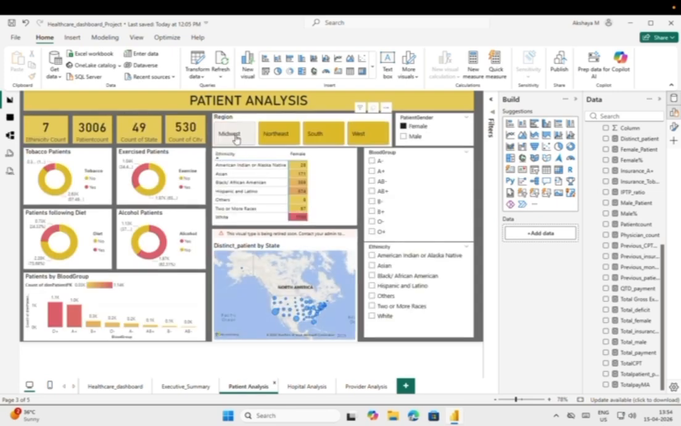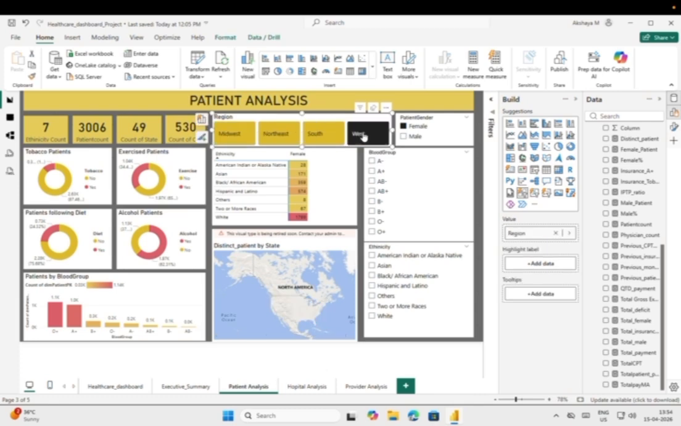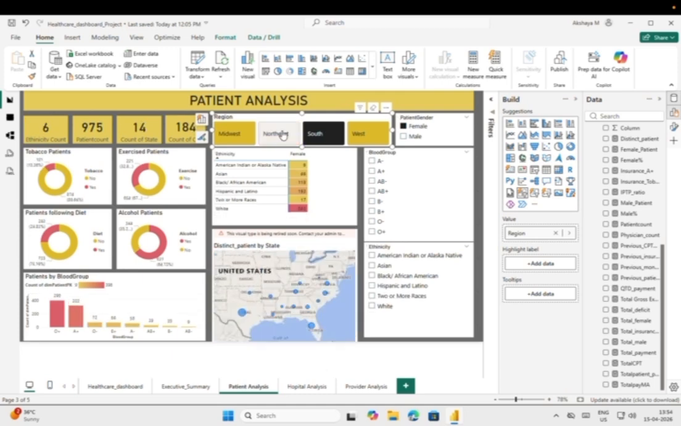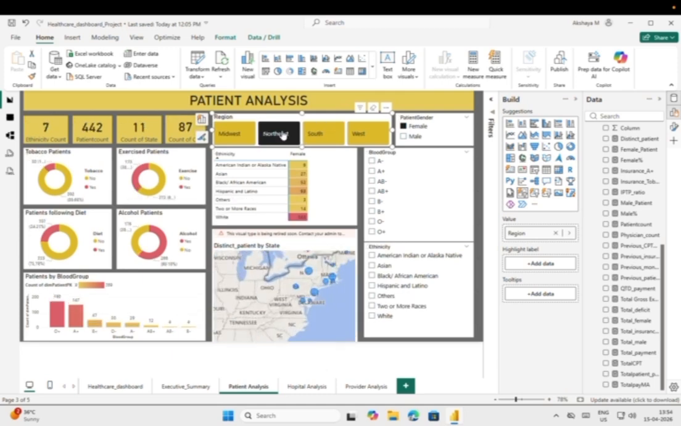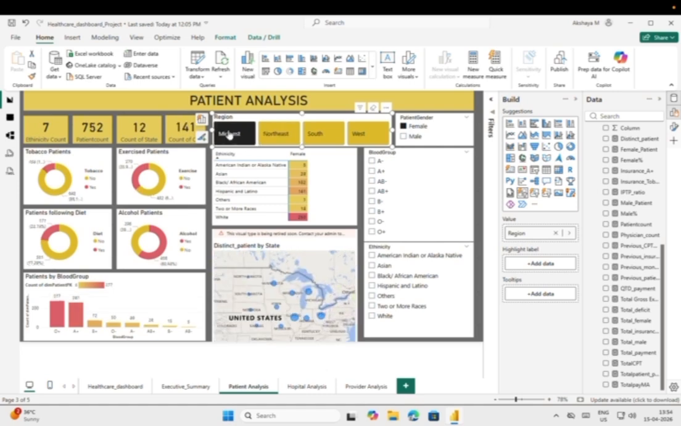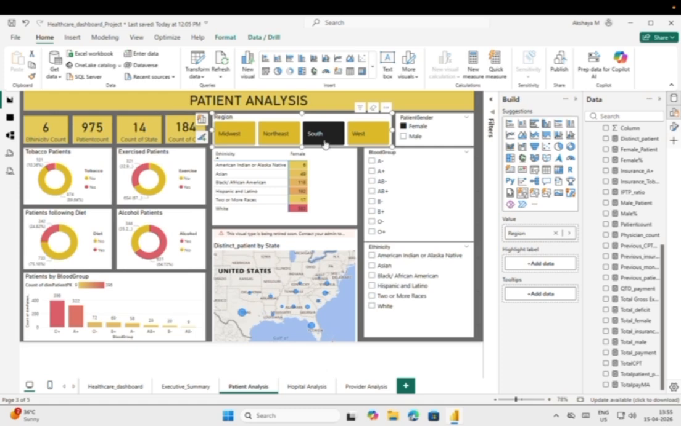So we can see which region had the highest number of patients. Let's select West. The patient count is 837, South 975, Northeast 442, and Midwest 752. So the South region has the highest number of patients.